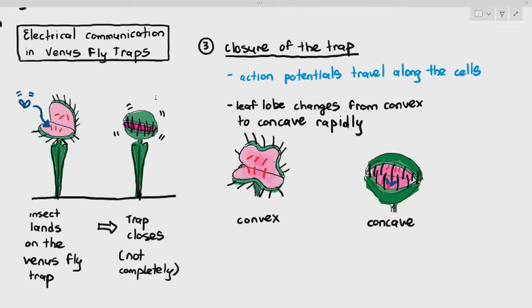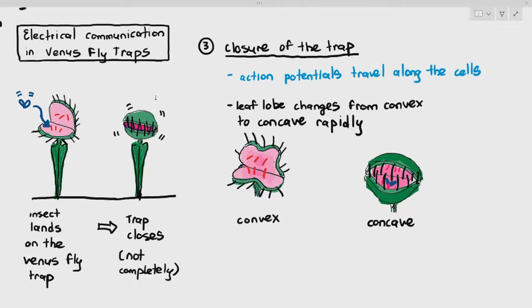Now, we don't have to go into the detail of what causes the leaf lobe to change from convex to concave, because there are a few theories and explanations as to how this happens. There is a change in the elastic tension of the cell wall. Some models explain that there might be a rapid surge of water into the cell by osmosis. So there are a few things that we are still studying when it comes to the closure of the Venus flytrap, so we are not going to go into the detail of that. All you need to mention is the action potentials travel along the cells, which causes the leaf lobe to change from convex to concave rapidly, and this is what causes the trap to close.